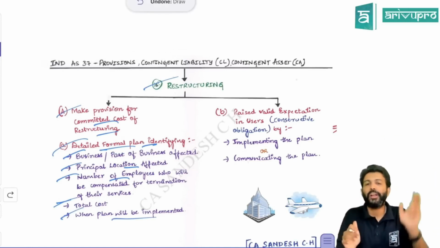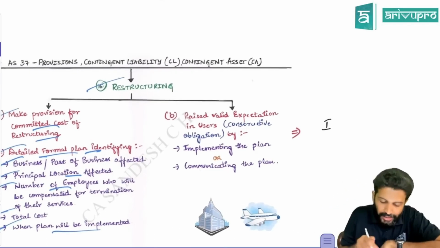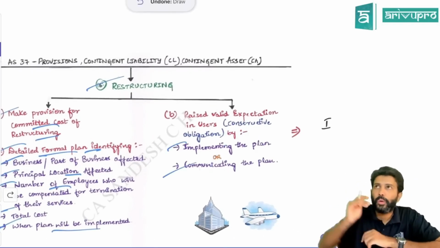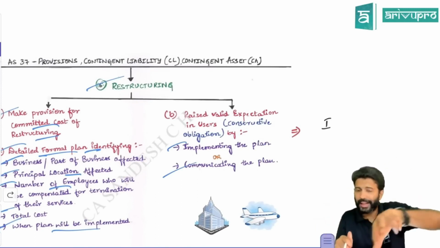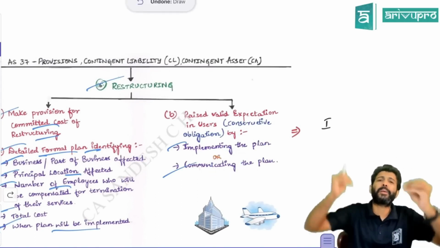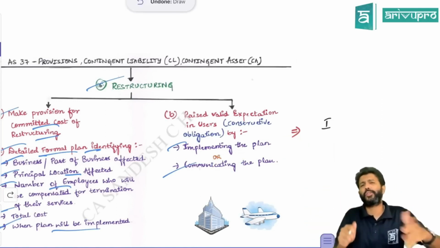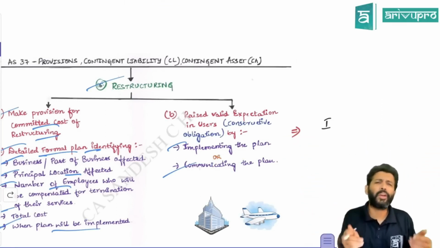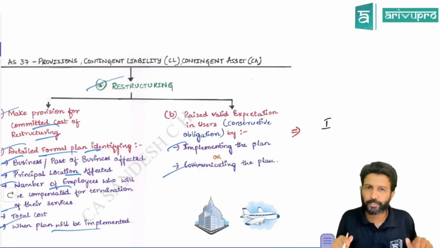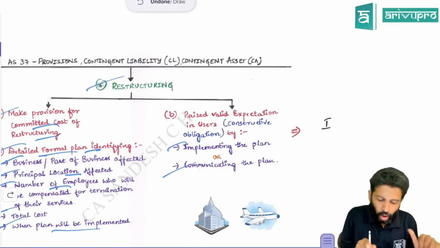Make the plan. This plan should not only be made, it should be implemented or communicated. Only when you have made the plan, either you implement it or communicate it. Make this plan and communicate it to the respective parties. Let's say you're going to fire a lot of employees, intimate the employees saying that we might fire you. So communicate the plan or implement the plan.